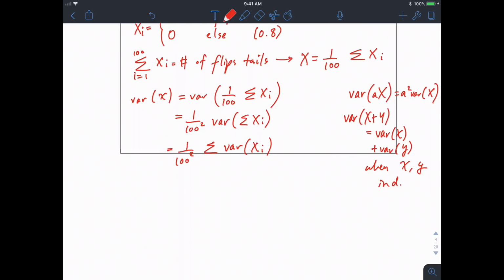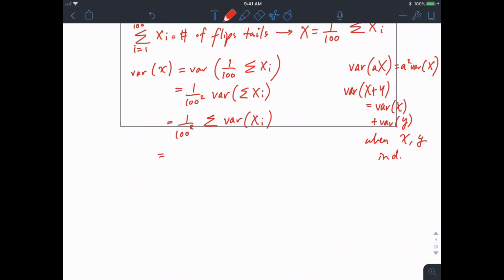But since each coin flip is identical, all of these variances will be the same. So that's 100 terms that look the exact same, right? Because again, this sum is supposed to be going from 1 to 100 times the variance of x1. Okay, it doesn't matter that I chose x1. I could have put x23 if I wanted.